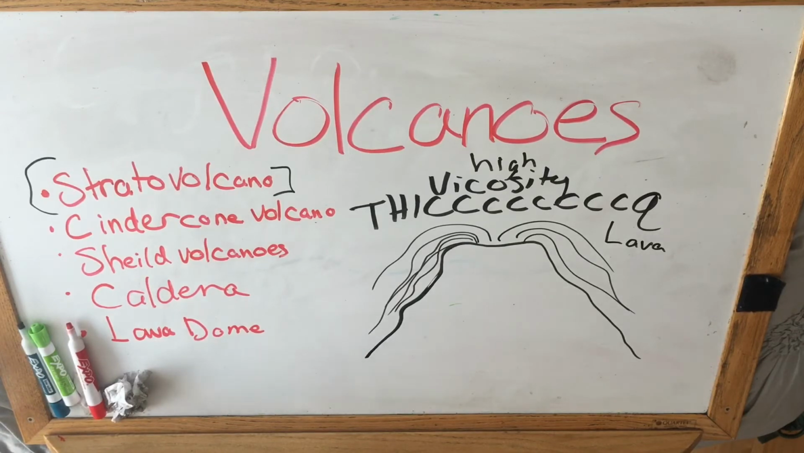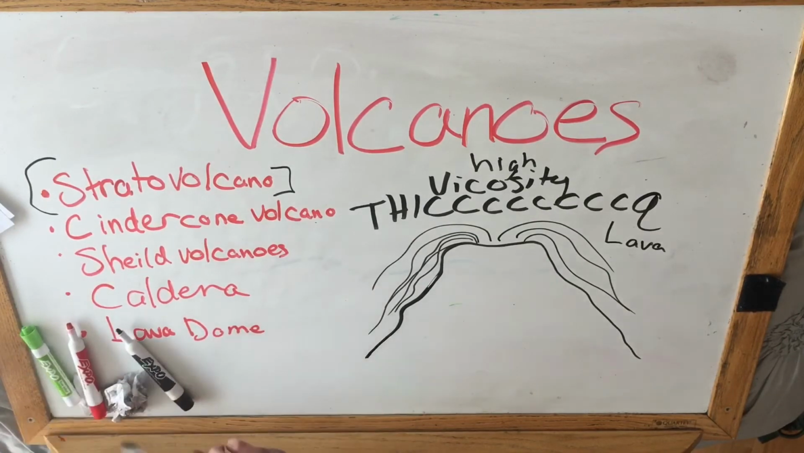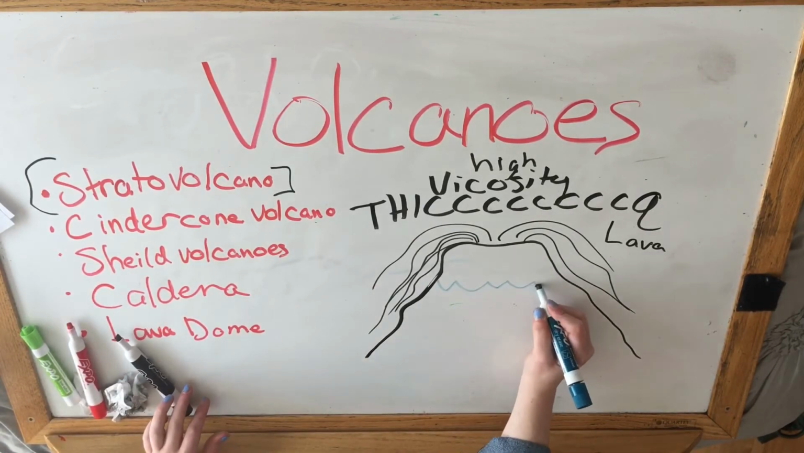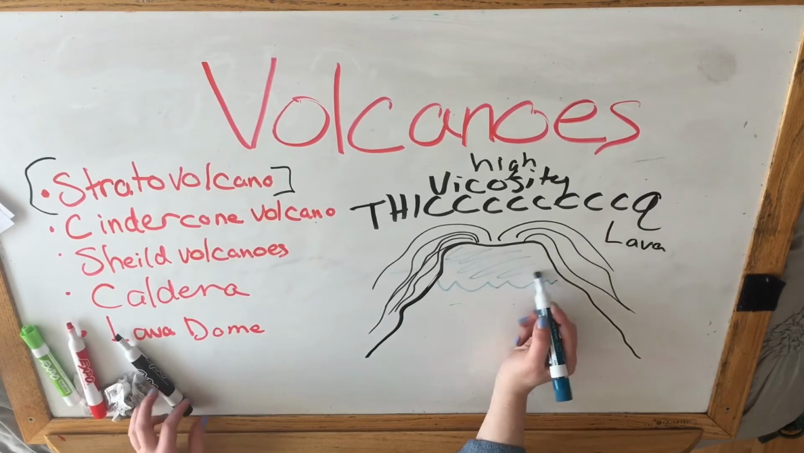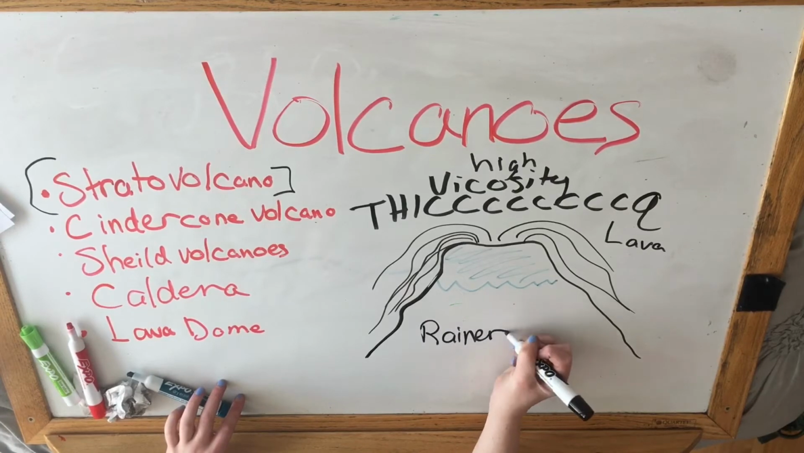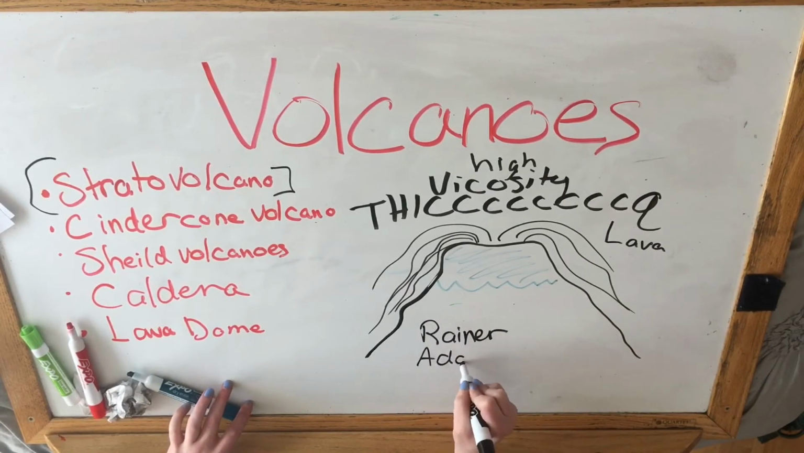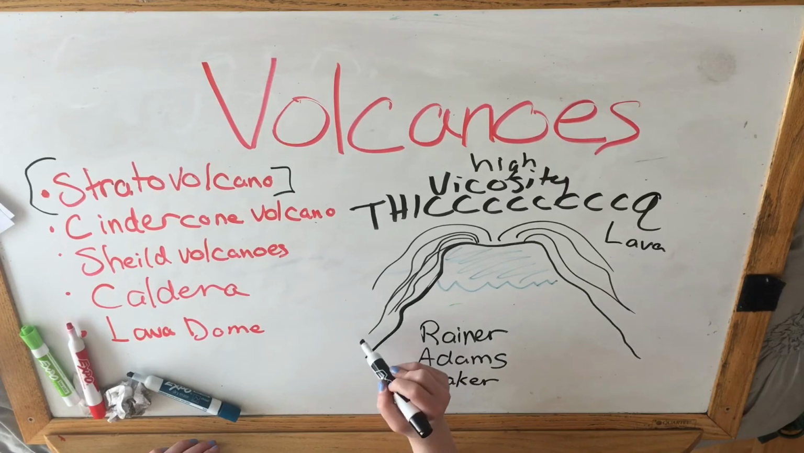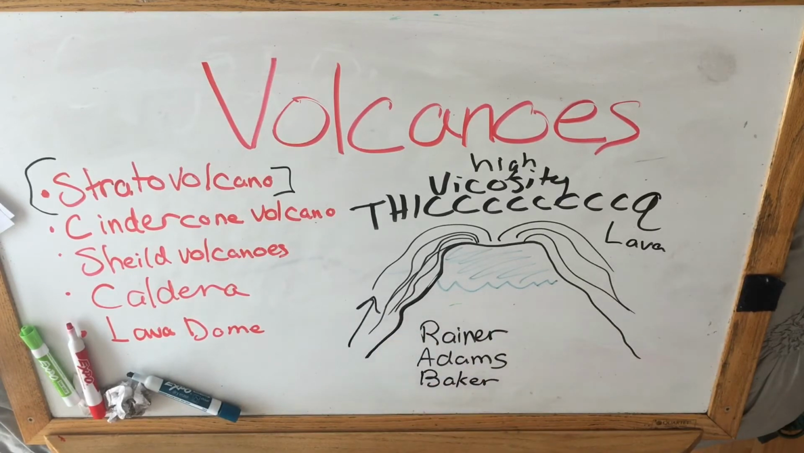Some characteristics are that it is steep and high in elevation. It is usually capped with a glacier. Some examples of this are Mount Rainier, Mount Adams, and Mount Baker. These are all steep and have high viscosity, thick and sticky lava. The flow that comes out of this type of volcano is very dangerous.